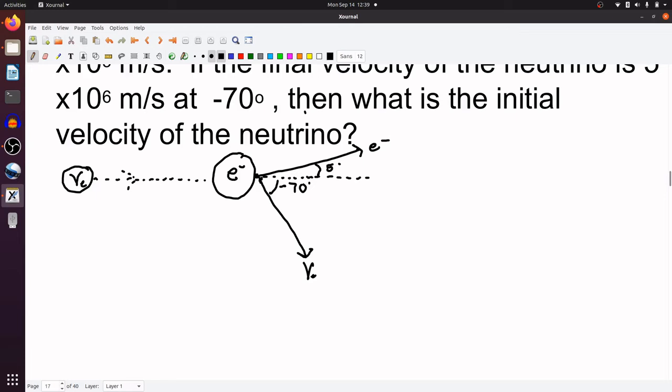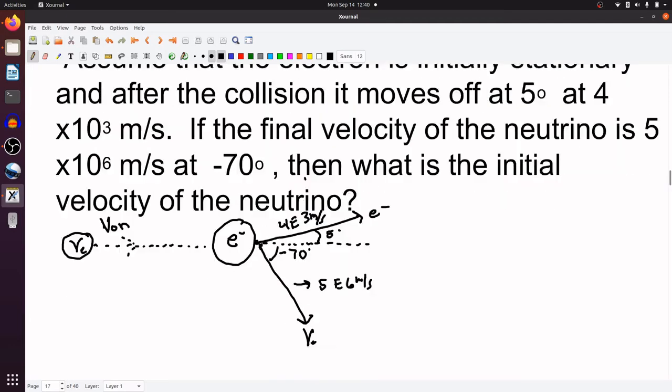Okay, so this is just like the force type problems. We draw a picture, label everything, and then from that we figure out our unknowns, figure out our equation, etc. I don't know the initial velocity of my neutrino, which I'll call v_n. We do know this velocity, and that was 4e3, yeah, 4,000. And we know that this was 5 times 10 to the 6, I believe. Let me double check. Yeah.